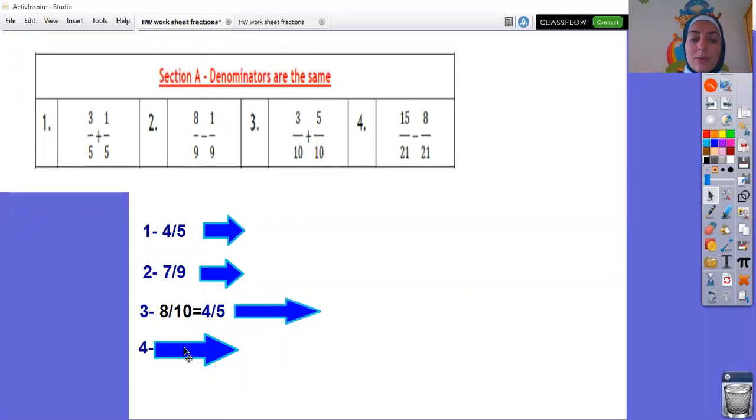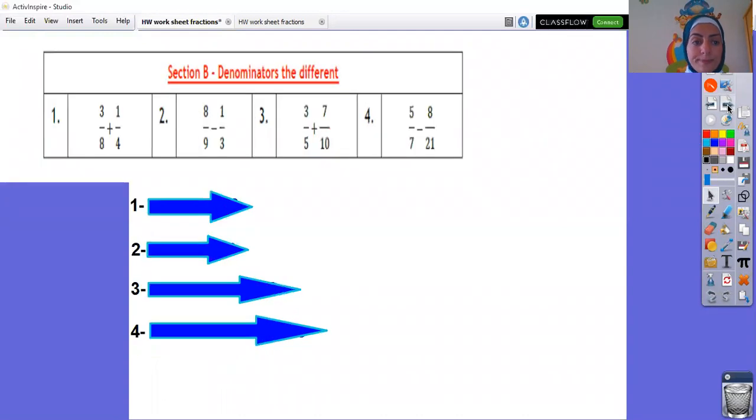Let's go to question number 4. The answer is 15 minus 8 equals 7/21. And here I can simplify that 7/21, which is 1/3. Now let's go to the other page.